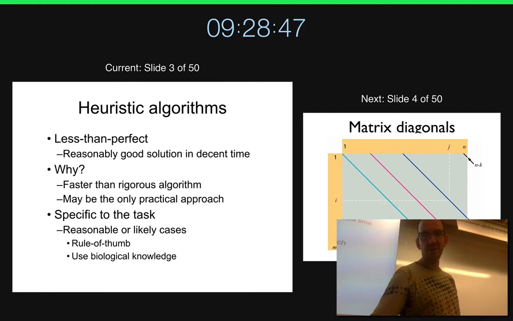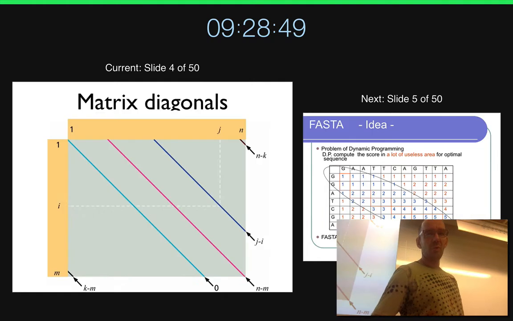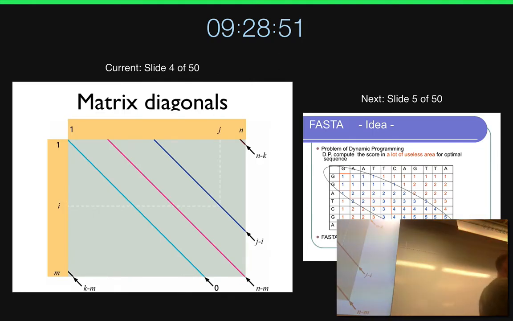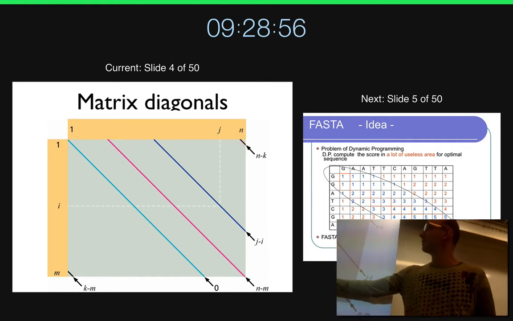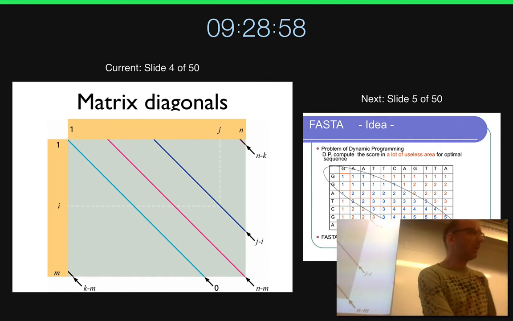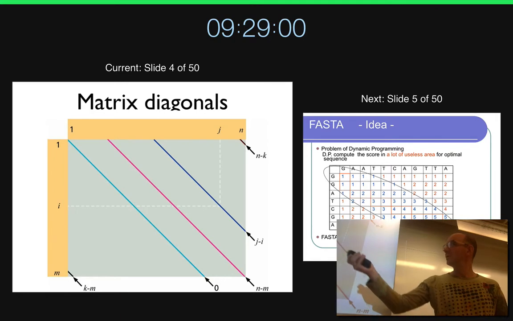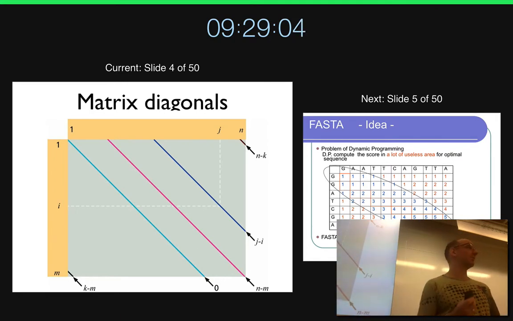So as I said, what you want to do is find diagonals. If you have a good alignment, it should keep things along the diagonal. And of course, if you only look at the diagonal, you only have to do n comparisons instead of n times n comparisons. So that is much, much faster.